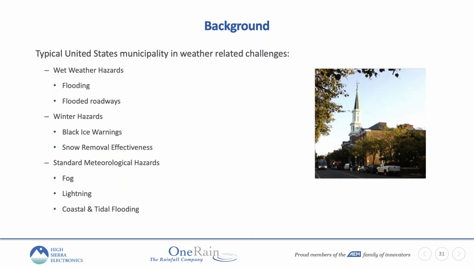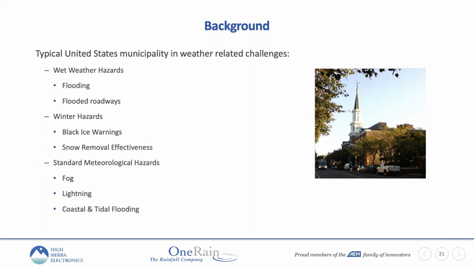So just as you previously mentioned, Charles, there's year-round weather conditions that are out there that are presenting challenges to the city. They have flooding, they have flash flooding, flooded roadways. In the wintertime, again, they have that window there where they get black ice. So in the springtime, really, they get periods where it doesn't look icy, but it actually is, right? And then snow removal effectiveness and how to do that efficiently and cost effectively.